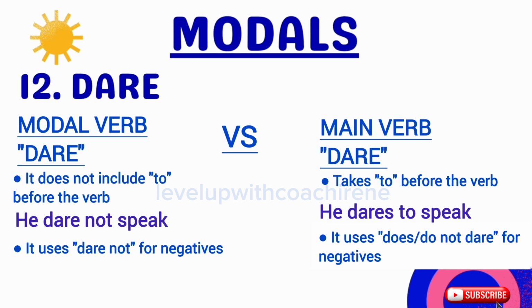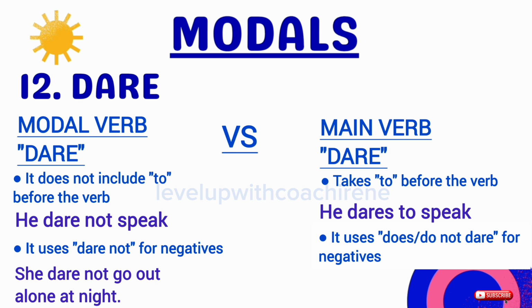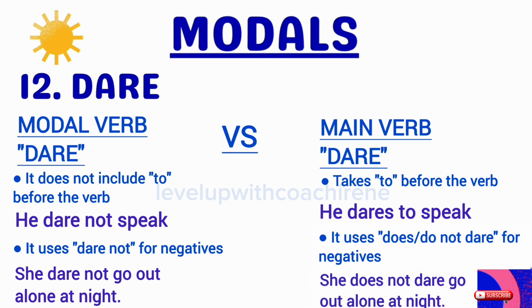For example, for modal verb, we have she dare not go out alone at night, whilst for main verb dare, we have she does not dare go out alone at night. Note that the main verb dare is more frequently used in everyday conversation.